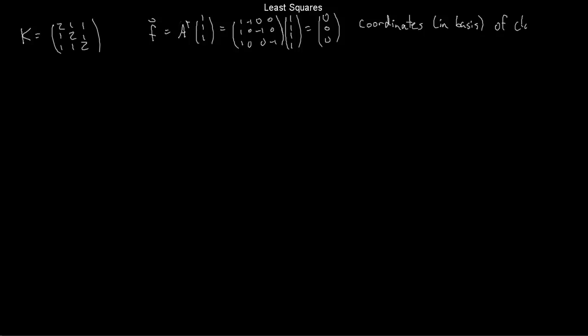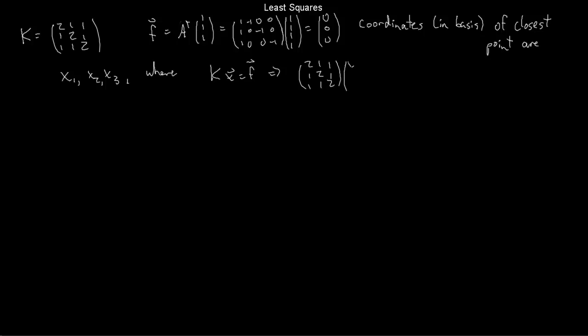Well, the coordinates in the basis that I chose for V, and those are just the columns of A, which are the rows of A transpose, so those basis vectors are right there. The coordinates of the closest point in V to B, B being 1, 1, 1, 1, are x1, x2, and x3, meaning the closest thing looks like x1 v1 plus x2 v2 plus x3 v3, where x is given by Kx equals F. And that just means that you're solving the system of linear equations Kx equals F. Oh, but F is the 0 vector.